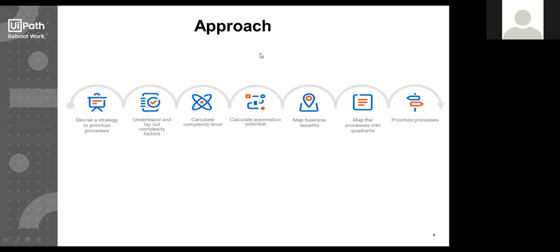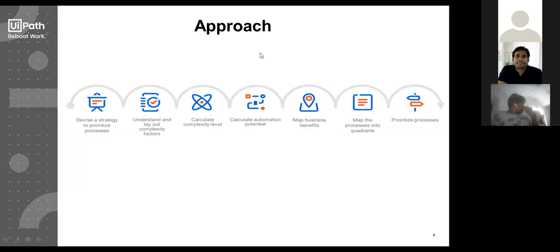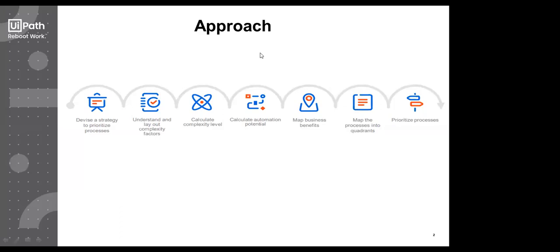Then we have this step: understand and lay out complexity factors. You understand the process and decide what factors can play a major role, and accordingly you give the weightage. Suppose there are a number of factors, and then you decide on the percentage or the weightage that each factor would carry. You cannot give equal weightage to all of them. You can, but that totally depends on the process.